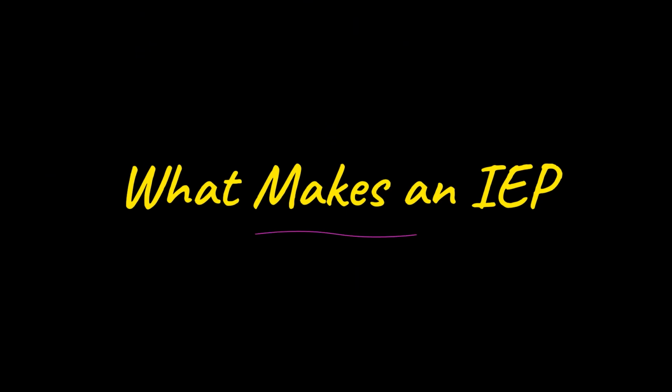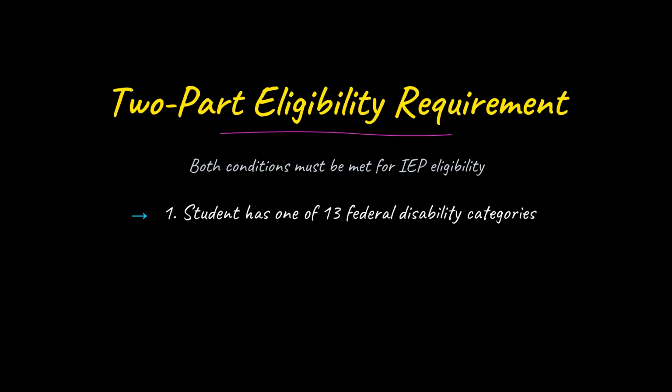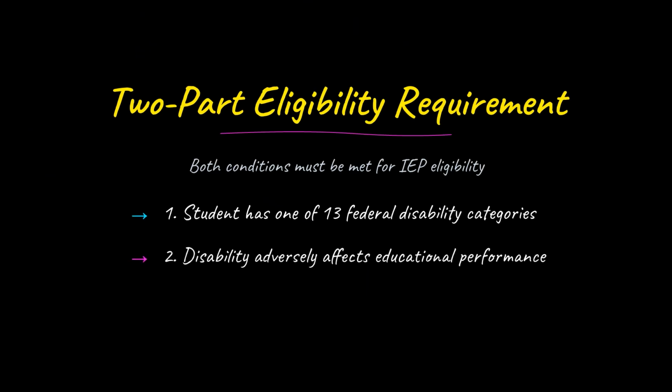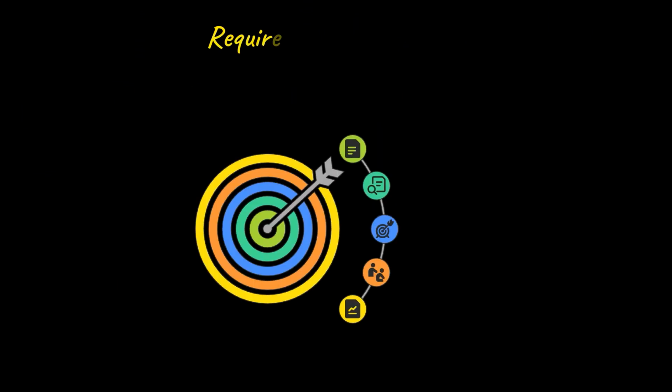An individualized education program is the legal document mandating specialized instruction and services for students with qualifying disabilities under federal law. Understanding exactly what makes a student eligible and what sets an IEP apart from other plans is essential for the exam. Eligibility has 2 distinct gates. The student must have one of the 13 federally defined disability categories, such as specific learning disability, autism, or intellectual disability, and that disability must adversely affect educational performance and require specialized instruction. Meeting only one condition is not enough.